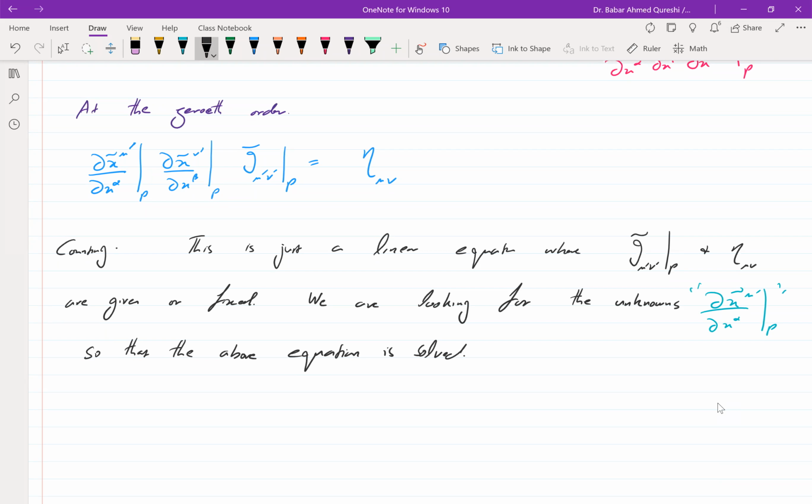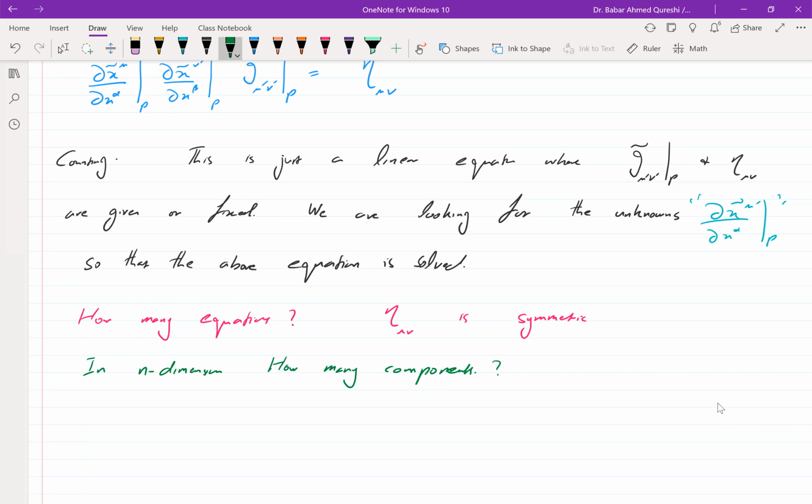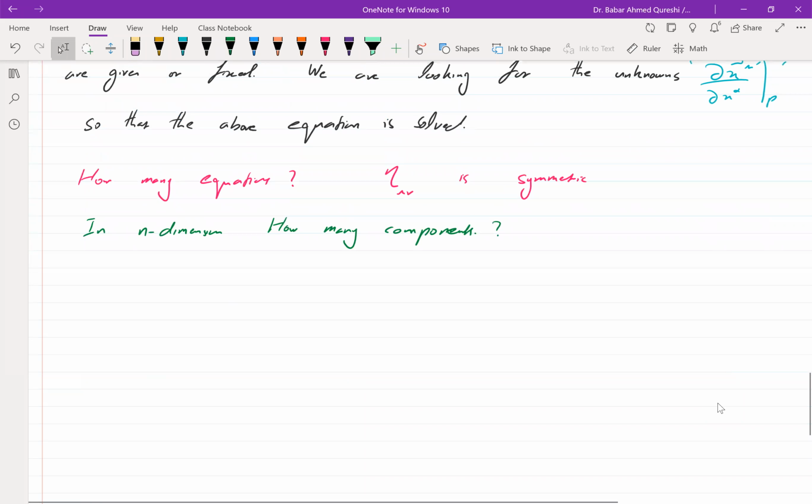And so how do I do it? Well, this is just a counting argument from linear algebra. How many equations do I have? You can just look at the right hand side, that you have to give certain values to mu nu. So eta mu nu is symmetric. So in n dimensions, how many components will it have? Well, you know that an n by n matrix, if it's symmetric, its components are how many? n into n plus 1 over 2.